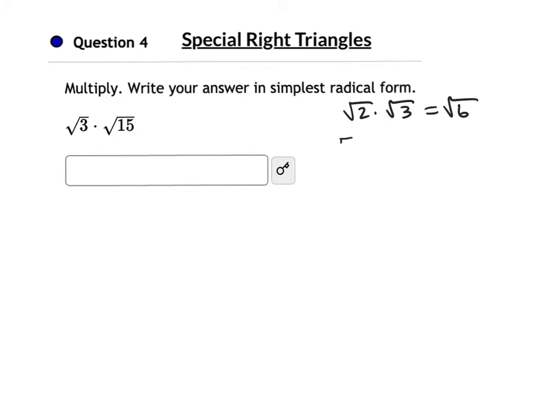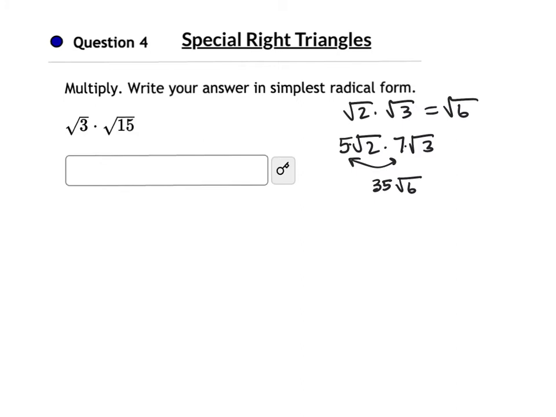But keep in mind, if there were numbers in front, like 5 root 2 times 7 root 3, there's times everywhere. This is 5 times root 2 times 7 times root 3. I can multiply my whole numbers, or integers if they're negative. 7 times 5 would have been 35, and I can multiply my roots. Root 2 times root 3 is root 6, and that's the way it works.